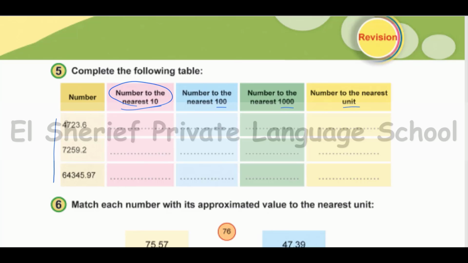Here, when we approximate to the nearest 10, we look at the unit place. Here we have 3 in the unit place. We know that 3 is less than 5. So we put the number in the 10 place as it, 2 becomes 2, and complete the number. For the nearest 10 we must have 0 in the unit place.